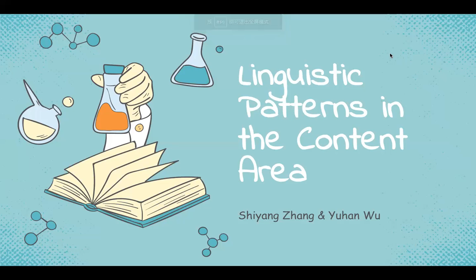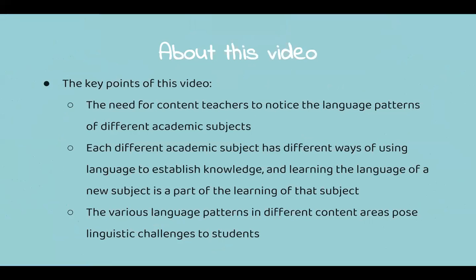In this video, we aim to point out the importance for content teachers to notice the language patterns of different academic subjects. Different subject areas such as math, history, and science have different types of communication, and each type of communication in each subject area uses vocabulary, grammar, and discourse patterns in different ways. In other words, each different academic subject has different ways of using language to establish knowledge, and learning the language of a new subject is a part of the learning of that subject.